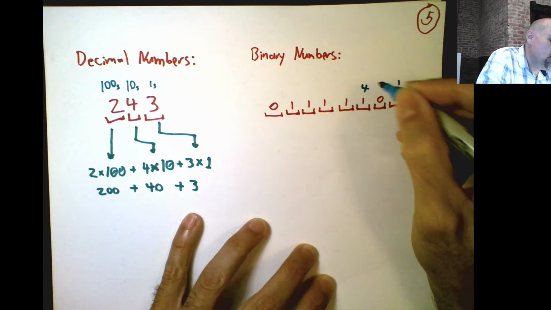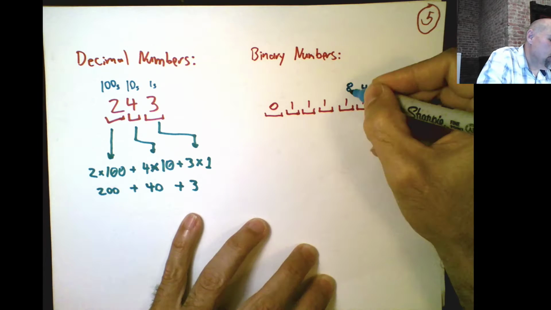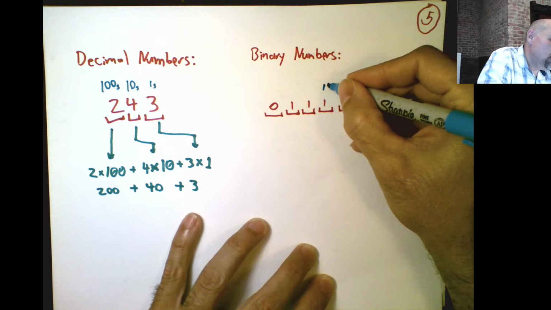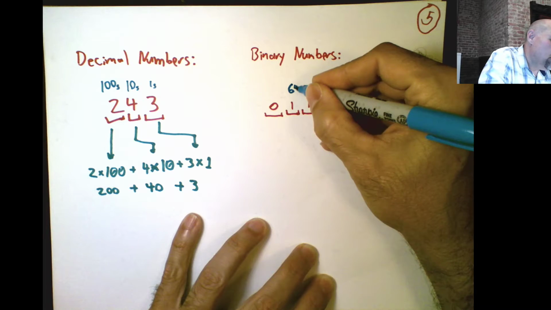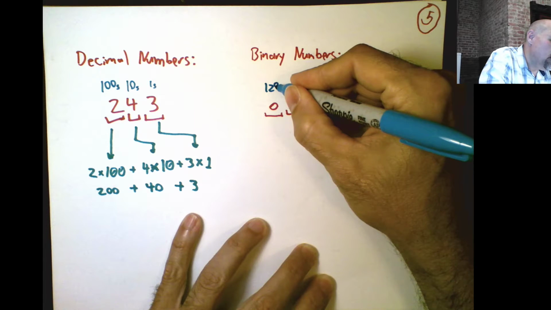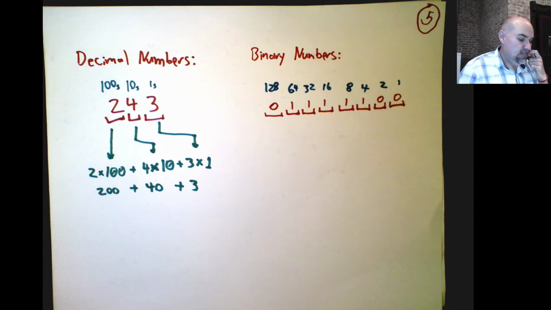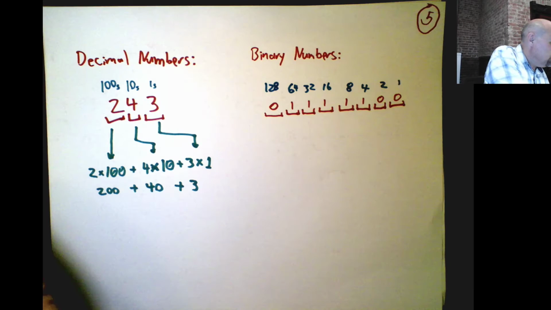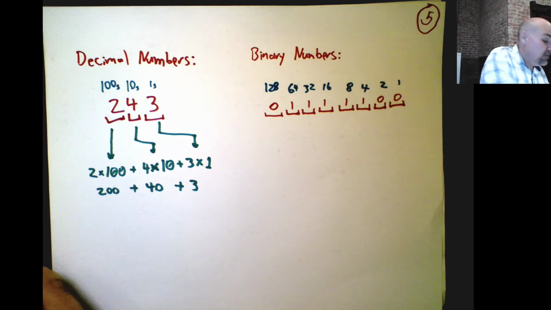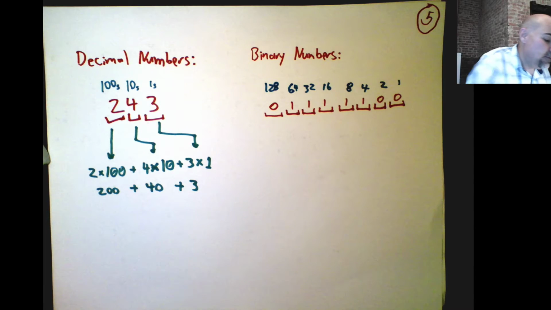The fours place. 8, 16, 32, 64, and 128. So those are the place values. And how do we get a number? How do we know what number that is? Well, we just add up the ones that have 1. So in other words, this is 0 128s, but a 64.